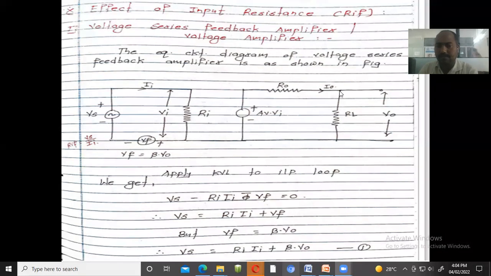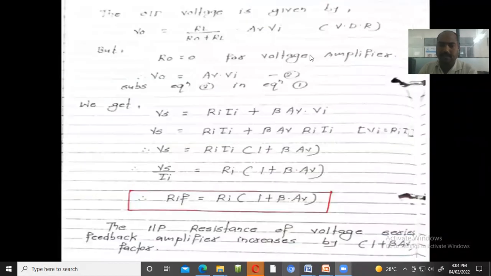What will the voltage divider rule be here? It is a relation of these two resistances. It is this resistance divided by both resistances, multiplied by the input voltage applied. So RL divided by RL plus R0 into Av into Vi. This is the voltage divider rule as we have applied. V0 equals RL divided by R0 plus RL into Av into Vi. This is nothing but VDR, the voltage divider rule.